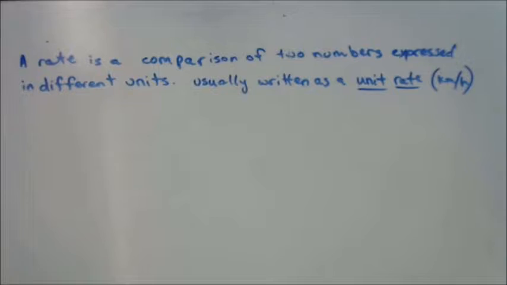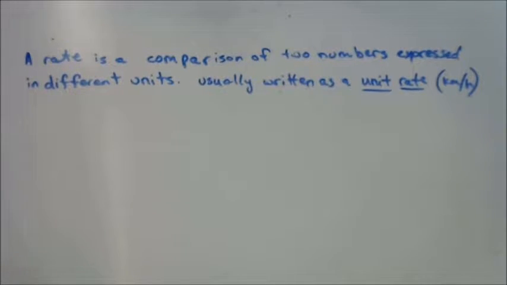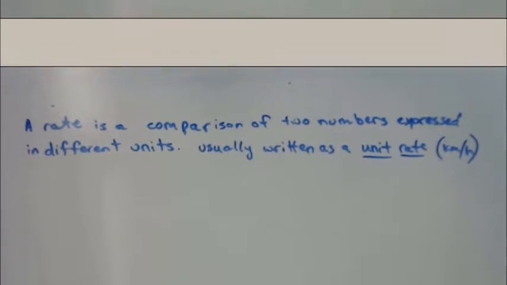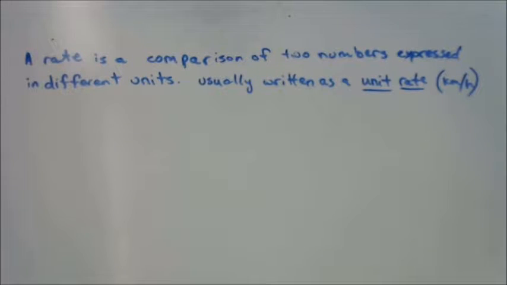Does it have to be different units? Yes, because it wouldn't make much sense to compare kilometers per kilometer. So a rate is a comparison of two numbers expressed in different units, usually written as a unit rate like kilometers per hour or dollars per hour or something like that. Meters per second.